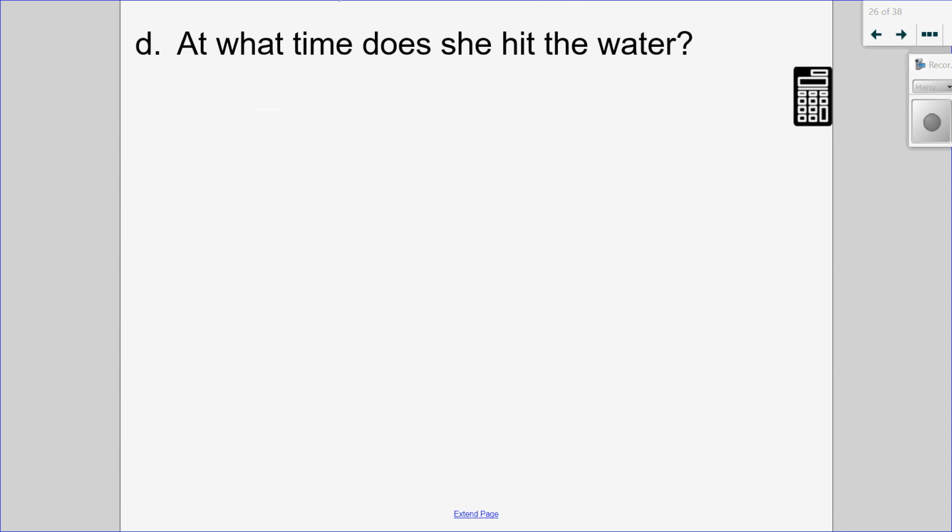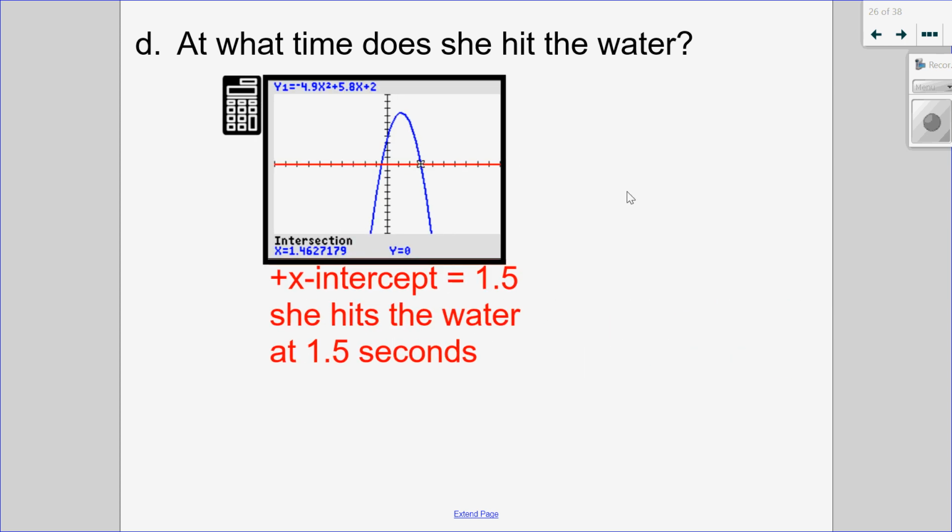Next question. At what time does she hit the water? When she hits the water, she has a height of 0. To have a height of 0, that's a y value of 0, I am asking you to find the x-intercept. And only the positive x-intercept, because here time can't be negative. That makes no sense. So I find the x-intercept, and that is 1.5. So she hits the water at 1.5 seconds. As we're going through these questions, I want you to see what the question is asking and what important point that is tied to.